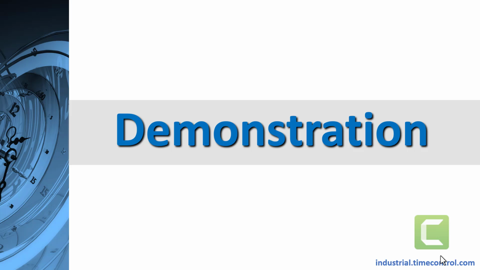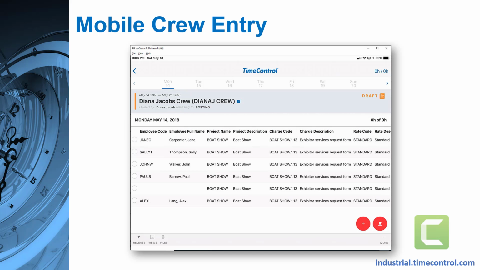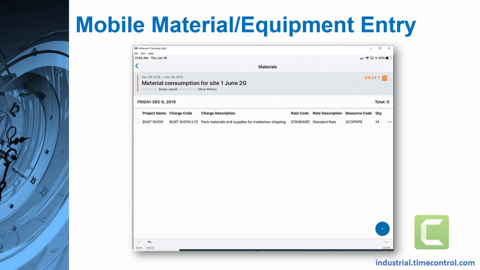Okay, we saw TimeControl in action. We only looked at the web version, however, and there's a lot of other ways to look at TimeControl, including the mobile app. Included with TimeControl Industrial is a mobile app that works in iOS or Android systems. This is a screen from the tablet, although you could also be using your phone. This allows people to work right at the job site to enter, in this case we're looking at a crew entry, or enter materials right from the field.